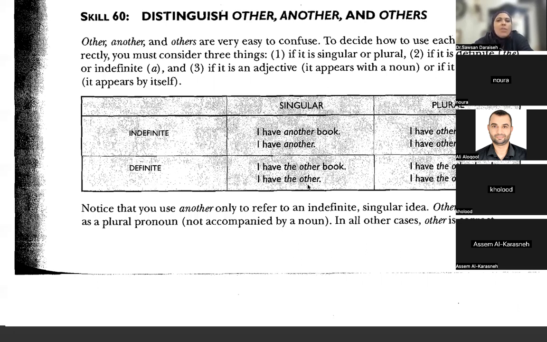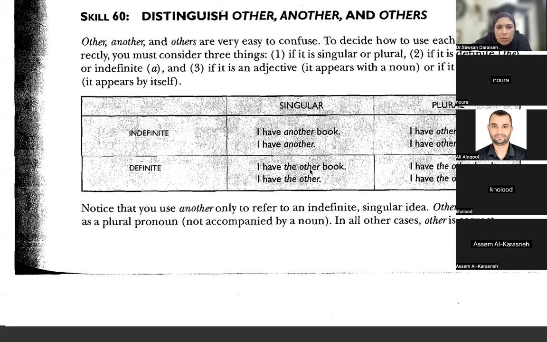I have the other book. What does this mean? It's like someone is asking you about something specific, and you say, I have the math book, and I also have the math book, let me say, the 2013 version. And I have the other one too. The other one means the other book. And it seems that the listener knows what you're talking about here. It's not something random. It's something you and he or she know about.